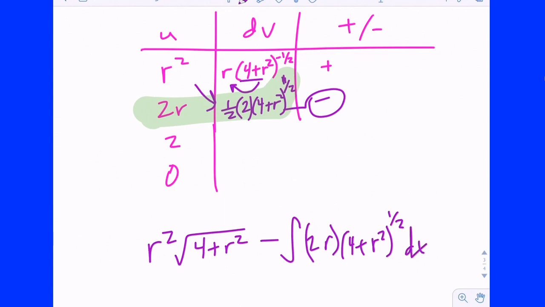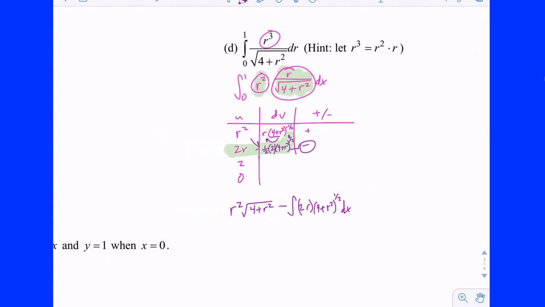So there's how you do it. And then you can integrate that one by another pattern recognition, and then you can evaluate it. So now you can finish that one. That is one that's beyond the pale or beyond the scope of the AP exam. You don't have one like that. That one's a little tricky, especially without the hint.